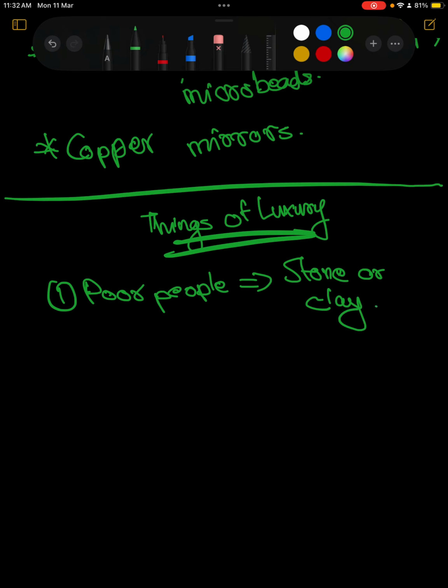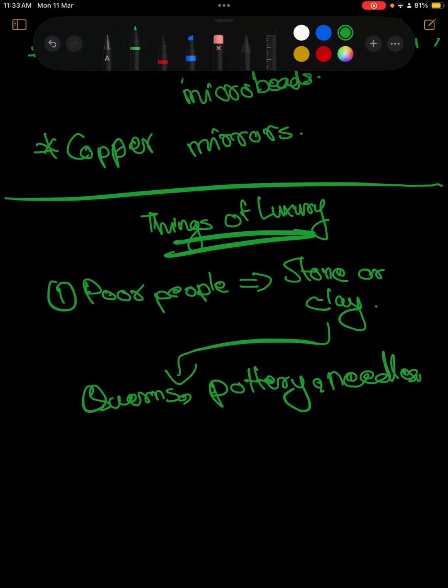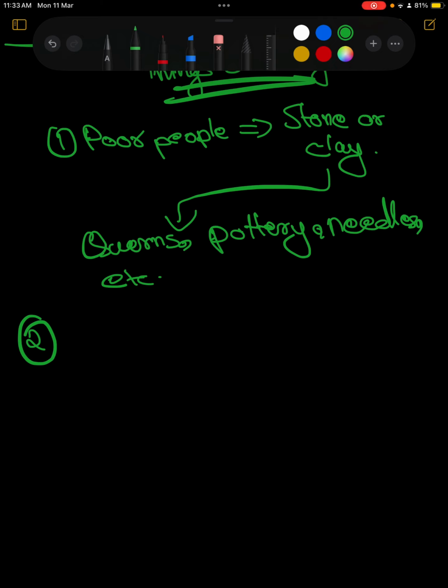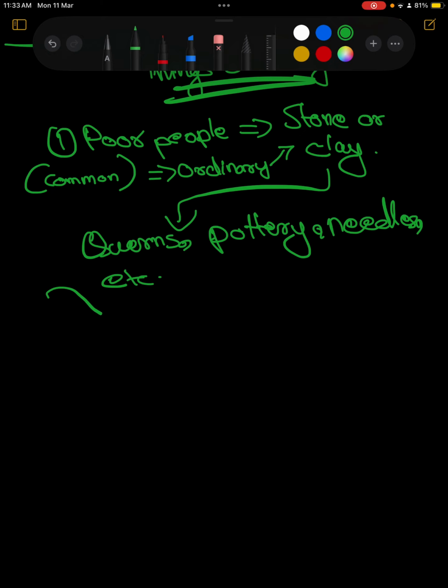And these included coins, pottery, needles, etc. Okay, now secondly, these were the things the poor people, or the common people, used to use: materials that were ordinary, made of stone or clay, which were used for the manufacture of querns, pottery, needles, etc. And then we can see that these were found among the settlements itself.